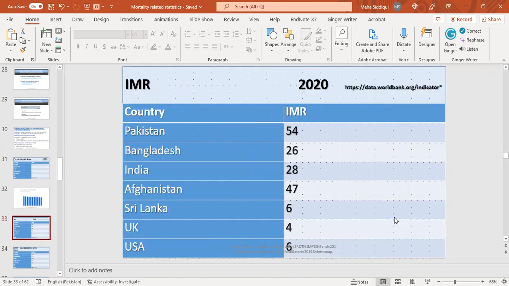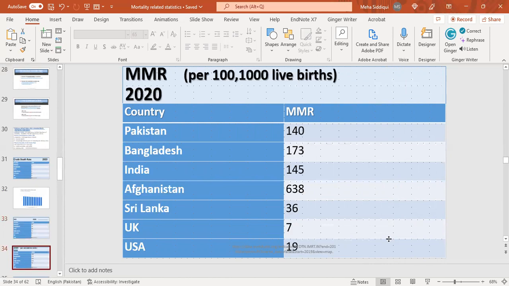Then comes infant mortality rate. In Pakistan, it is 54. Then in Bangladesh, it is 26. India, 28. And in the developed countries, we can see the huge difference that it is 4 and 6 in UK and US respectively. Then comes maternal mortality ratio, that is deaths per 100,000 live births.